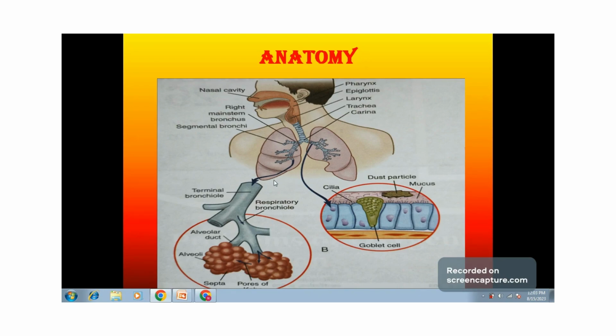So here, what are the takeaway points in the anatomy? The anatomy of the entire respiratory system is that on a gross basis we divide it into two parts: the upper airway and the lower airway.